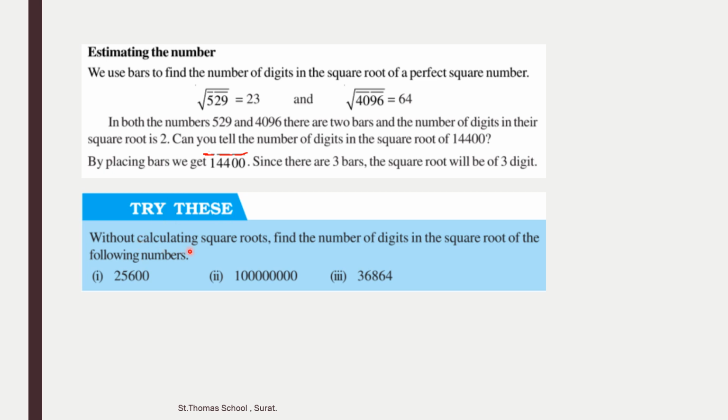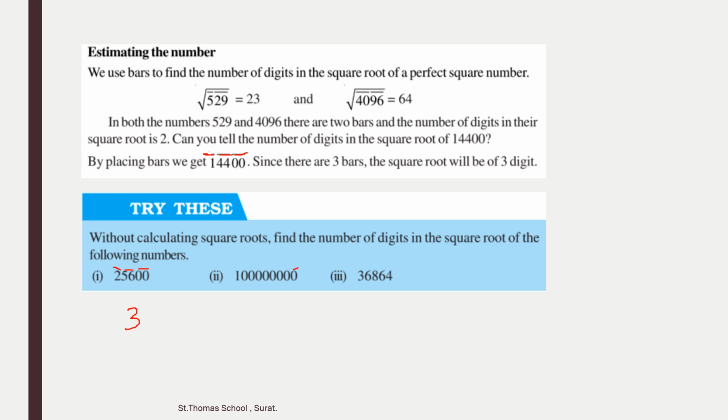Try this. Without calculating the square root, find the number of digits in the square root of the following numbers. So 25,600. Students, what you have to do first? You have to put bars. So 1, 2, 1, 2, now 1. So how many bars are here? 3 bars. So the square root will have 3 digits.